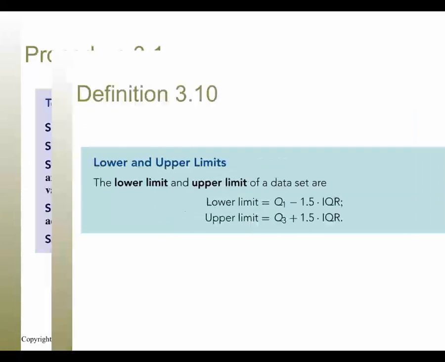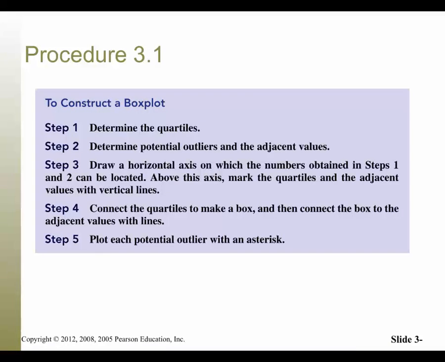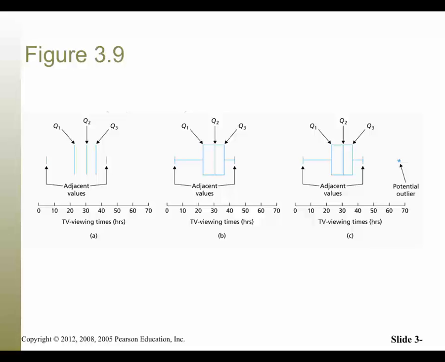Okay, so what do they call those, the ends? Adjacent values. So the ends of the whiskers, they're called the adjacent values. The adjacent values are either the max or the min, or the upper limit or lower limit. Okay, you don't have to copy all this down. We don't have time. Let's do an example.